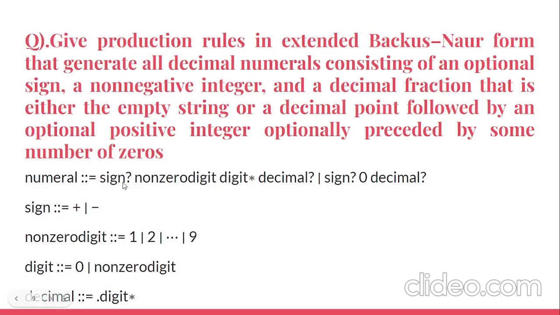So in this example, as we need an optional sign at the start, we can write sign and a question mark to represent an optional. Then we require a non-negative integer, so we replace it with non-zero digit, and then we can have multiple digits, therefore we have represented star here. Then we can have a decimal fraction, and it is optional also, therefore we write a question mark. And numeral can also be replaced with an empty string or a decimal point.